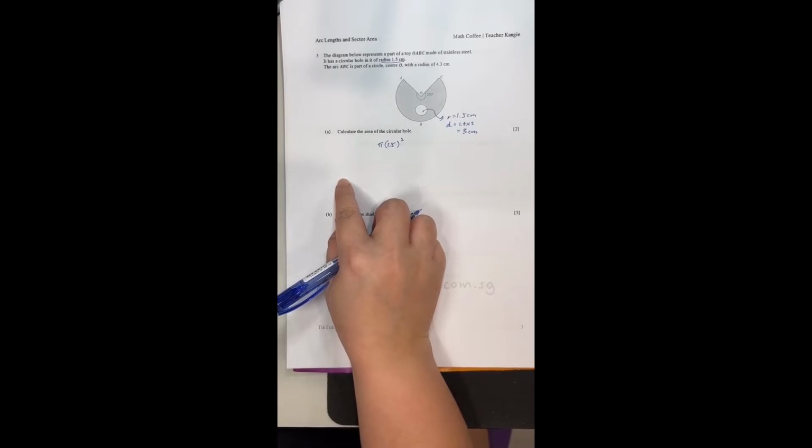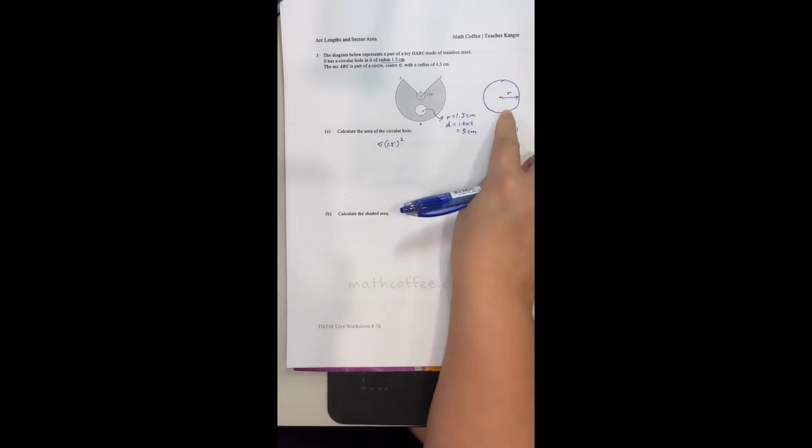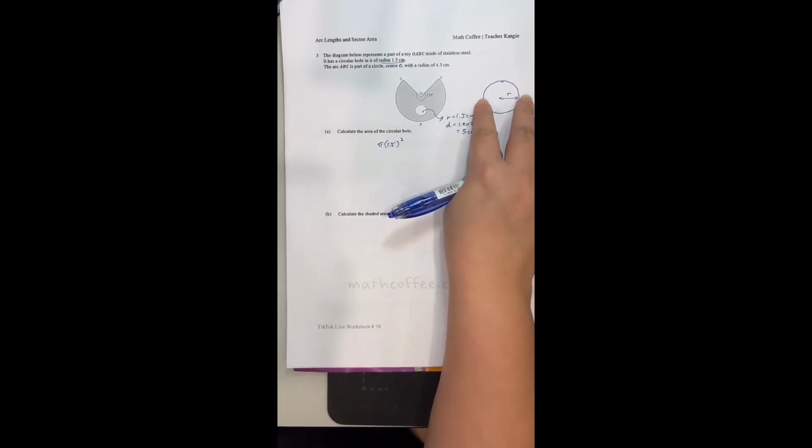The radius is half of the full circle. No, the radius is like that. This part to this part is the radius. Okay? And the whole thing is the diameter. Okay? The whole thing is the diameter.